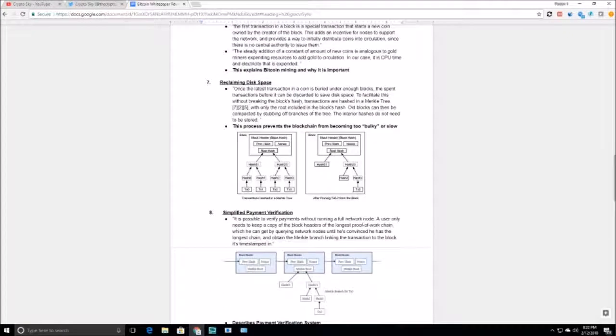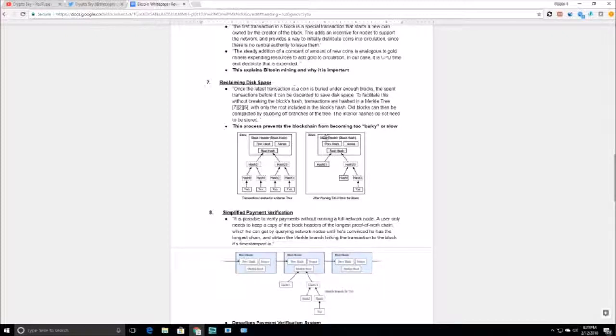So section 7 is reclaiming disk space. Once the latest transaction in a coin is buried under enough blocks, the spent transactions before it can be discarded to save disk space. And this is very important so the blockchain doesn't get too bulky or too slow. To facilitate this without breaking the block's hash, transactions are hashed in a Merkle tree with only the root included in the block's hash. Old blocks can then be compacted by stubbing off branches of the tree. The interior hashes do not need to be stored.